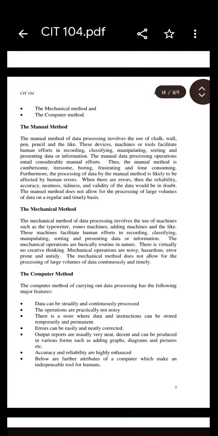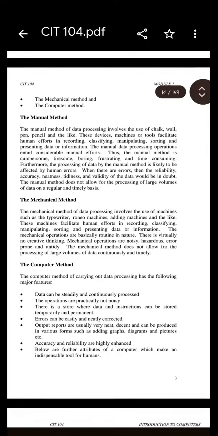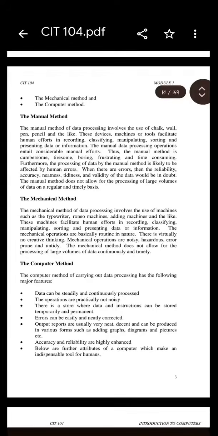So the mechanical method does not allow for the processing of large volumes of data continuously and in time, but at least it's better than the manual one. Look at it now. Otherwise you have to be stressing your brain, calculating, dividing. Imagine they say you should divide the scores and find the average of 20 students. So after adding all the scores, you come and divide.